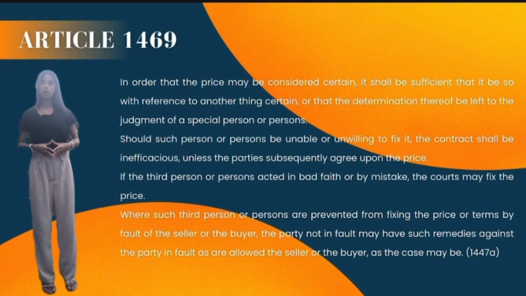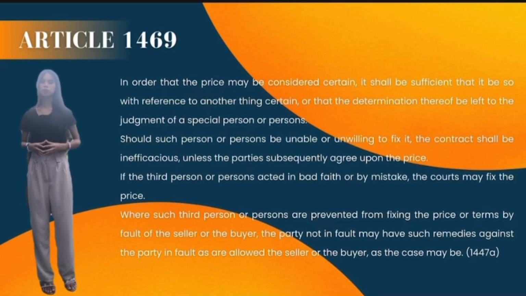So in essence, Article 1469 ensures that while the price doesn't always have to be fixed at the moment of agreement, there must be a clear and agreed upon way to determine it. This prevents ambiguity and protects the rights of both buyers and sellers in a contract of sale.